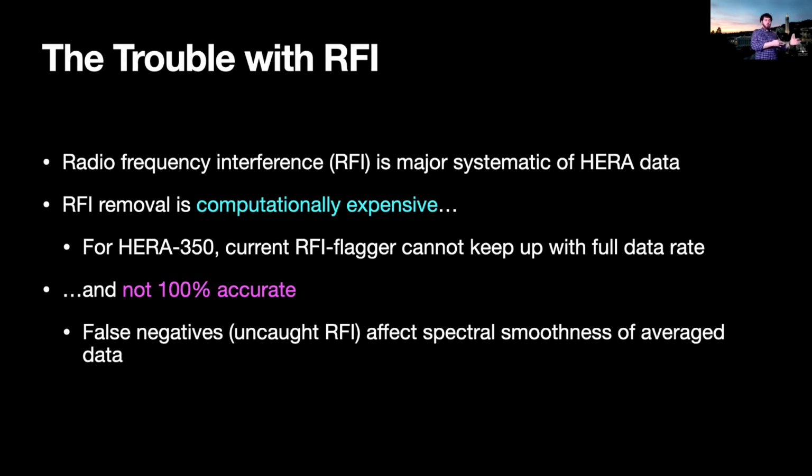And to tie it all the way back to the wedge, we're relying on spectral smoothness of our data to be able to distinguish between reionization and Milky Way foreground. So if your data isn't as smooth as it should be, then you have problems that might masquerade as reionization. So it's a big systematic problem that we want to be able to combat.